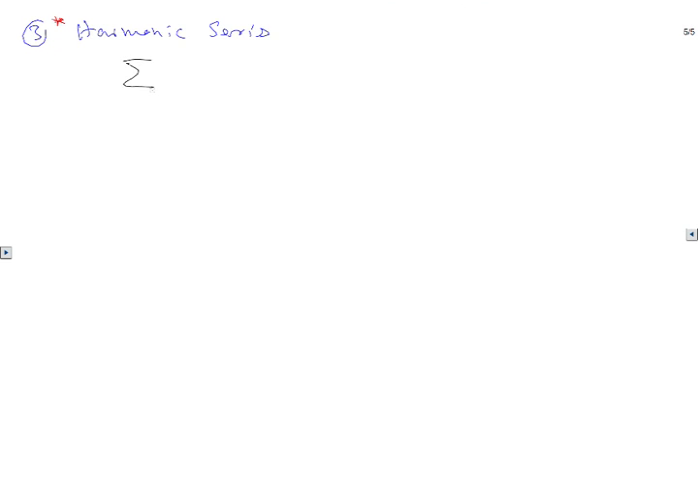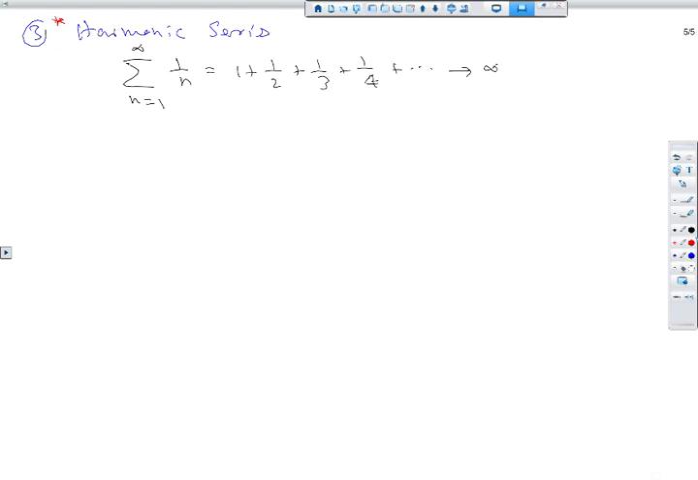The series is sigma n going from 1 to infinity, 1 over n. So let's look at the terms: 1 plus 1/2, 1/3, 1/4, like that. But we know that the harmonic series diverges. So that's one result. If you look at the sum, this actually goes to infinity. So as a sum, you can say this is infinity.